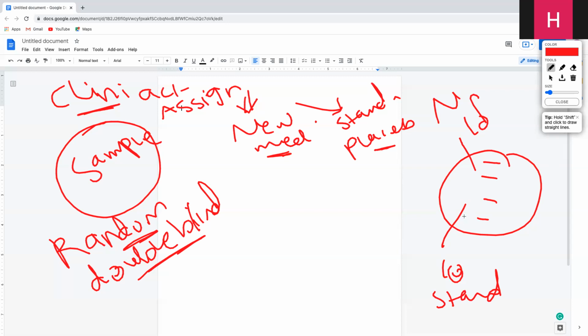This is the purpose of the randomization. And also when you are doing randomization, you are minimizing to some extent the selection bias. So you're minimizing selection bias, and also you're minimizing the confounders. So this is when you do randomization.